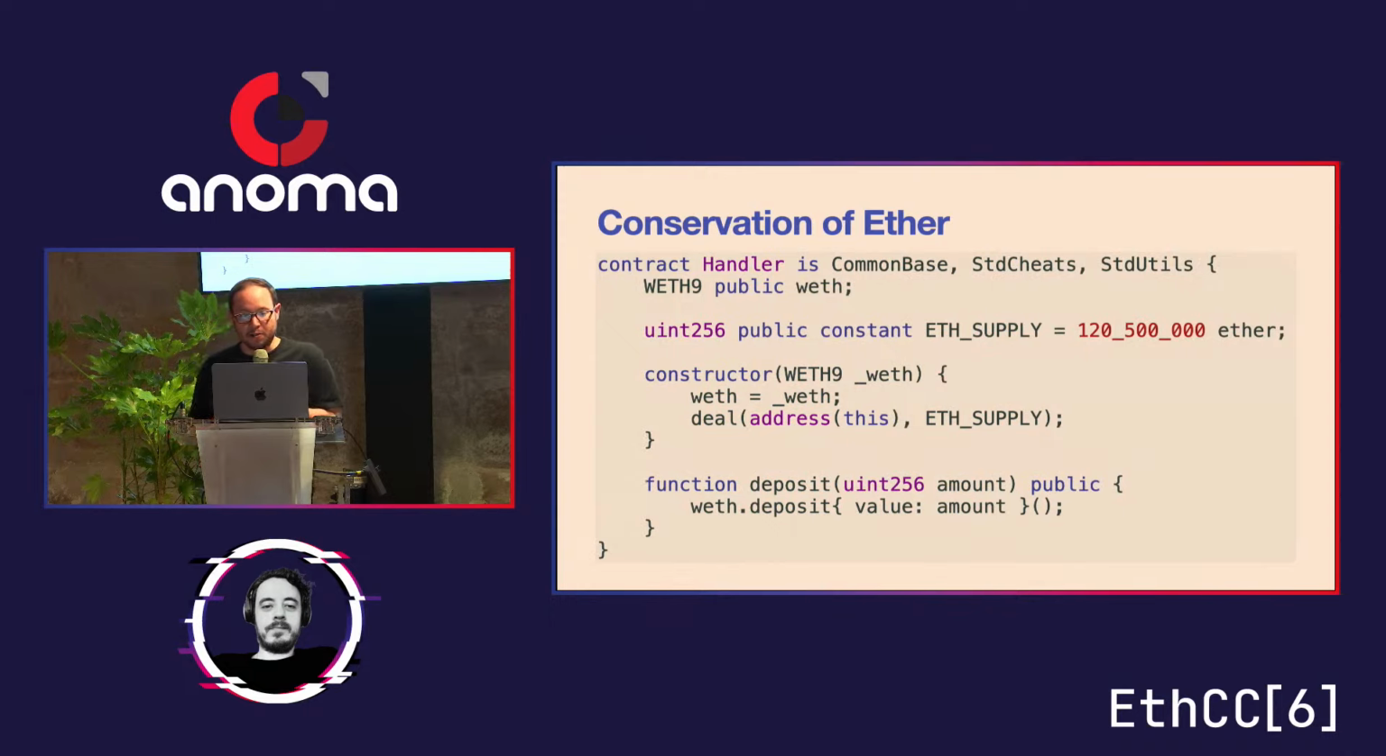So let's update our handler a little bit here. We'll make it a little bit more realistic. We dealt 10 ether before, but we can use a more realistic value here, right? There's around 120.5 million ether in circulation. So we'll add this as a public constant on our handler, and we'll deal that amount to ourselves in the handler during setup.